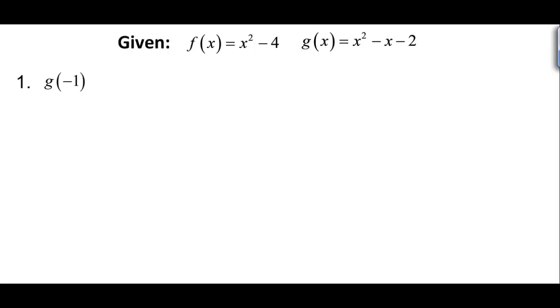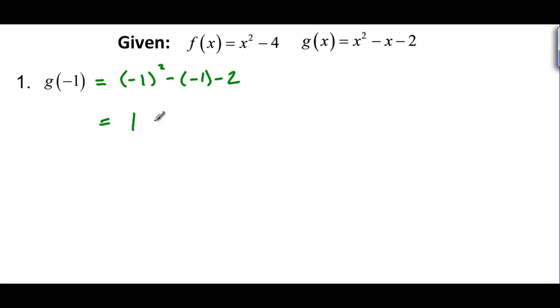I'm asking you to find g of -1. And if you remember, what that means is we're going to take our g function, input a -1 wherever I see an x, because the x is in parentheses and now it's a -1, and then evaluate. So the important thing here is to use parentheses because it will make a difference in some of our operations.